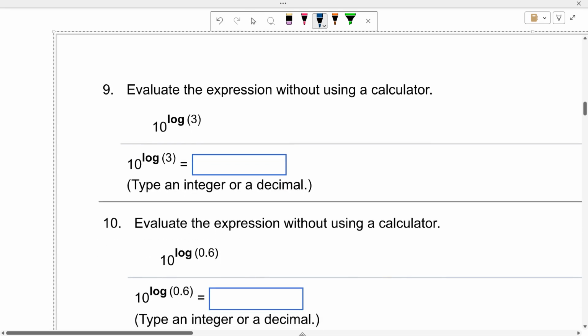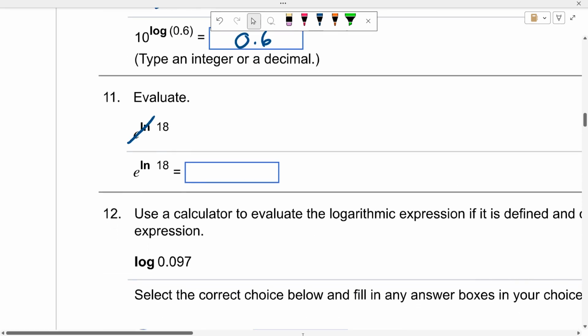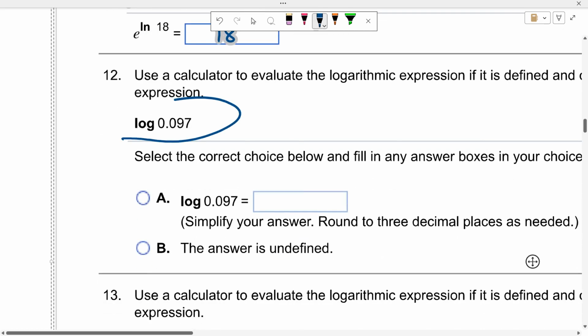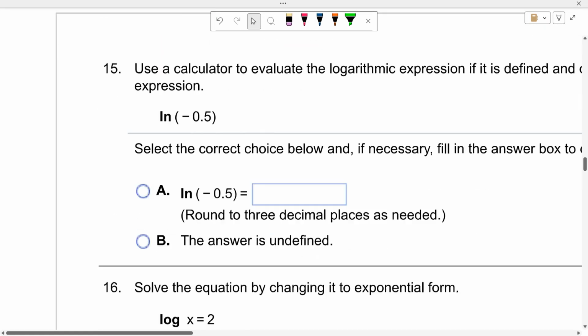When you have 10 to the log power, these cancel each other out, so it's just 3. These cancel each other out, so it's just 0.6. Okay. Tens and logs cancel each other out. E's and ln's cancel each other out. Then you have to know how to run your calculator. So you hit the log of 0.097 on your calculator to write the answer down. So there's a few calculator problems here as well. Okay.